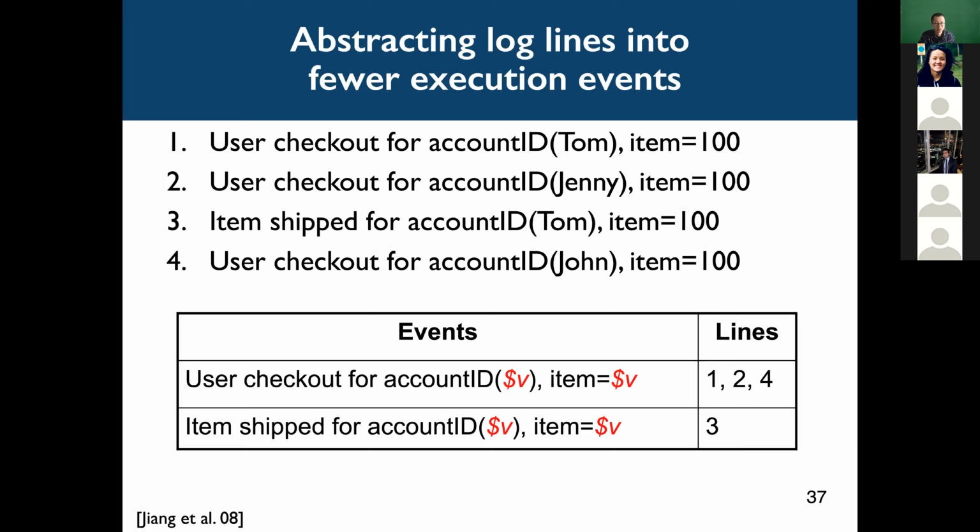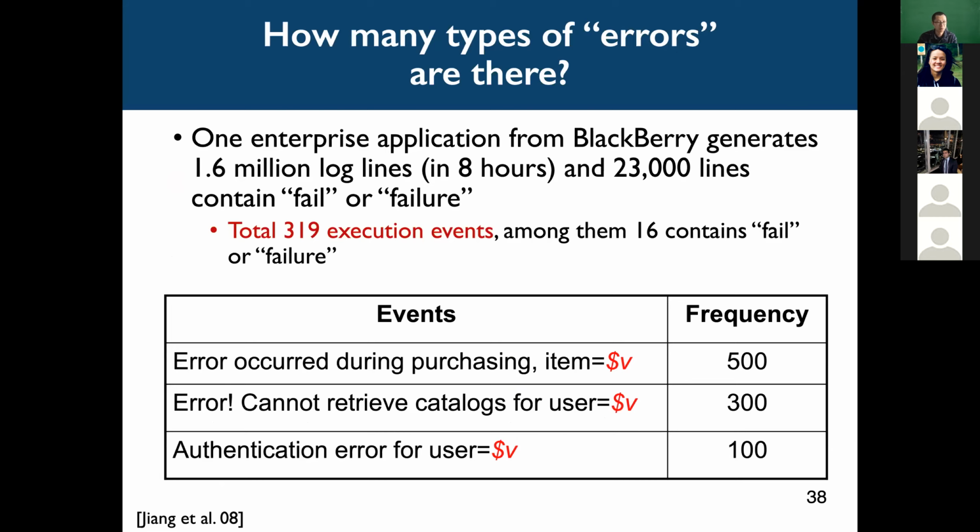The goal is to abstract the large number of log lines into fewer execution events, so you can make our log analysis easier. We only need to look at a smaller number of execution events. Let's see its application in a large-scale software system at BlackBerry. One enterprise application from BlackBerry generates 1.6 million log lines in 8 hours.